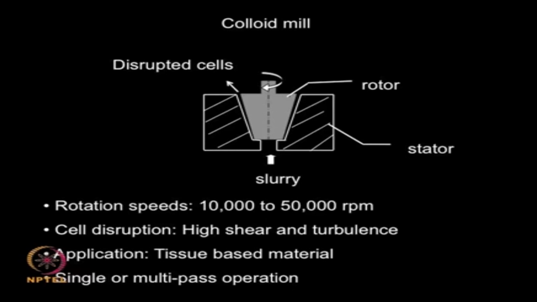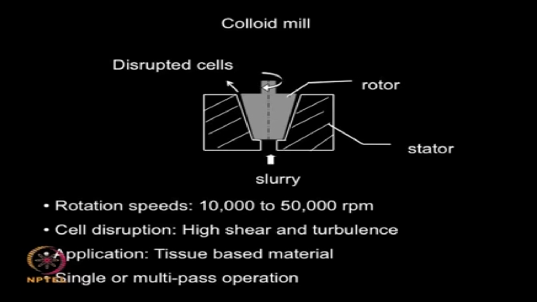So we can operate this at single pass or multiple pass. I can pass the slurry through this, and once it is coming out after the shear force, I can have a cooling system, I can cool the slurry, and if necessary I can remove part of the liquid which may contain my metabolites, then I can put the slurry back. So I can have single or multiple passes, and generally it is used for tissue based material, where we are interested in high shear and high turbulence for breaking the cells.